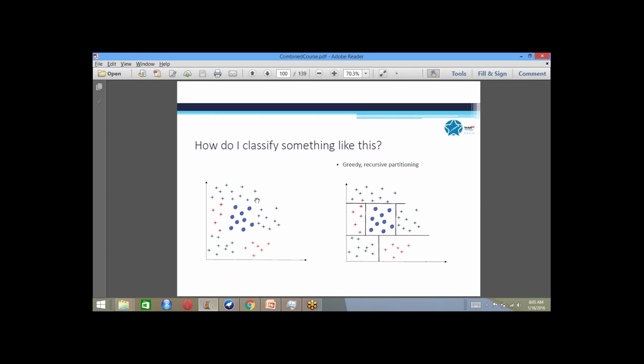Now let us look at a scenario like this. This is a very interesting scenario where we are talking about trying to apply a linear classifier. But think about this, is it possible to apply a linear classifier in a decent manner, even if we want to apply something like a multi-class SVM?